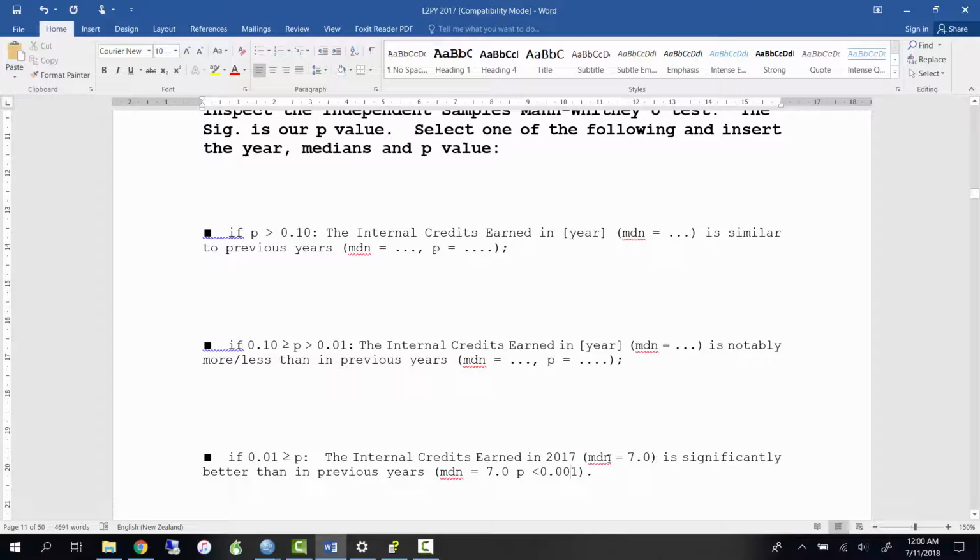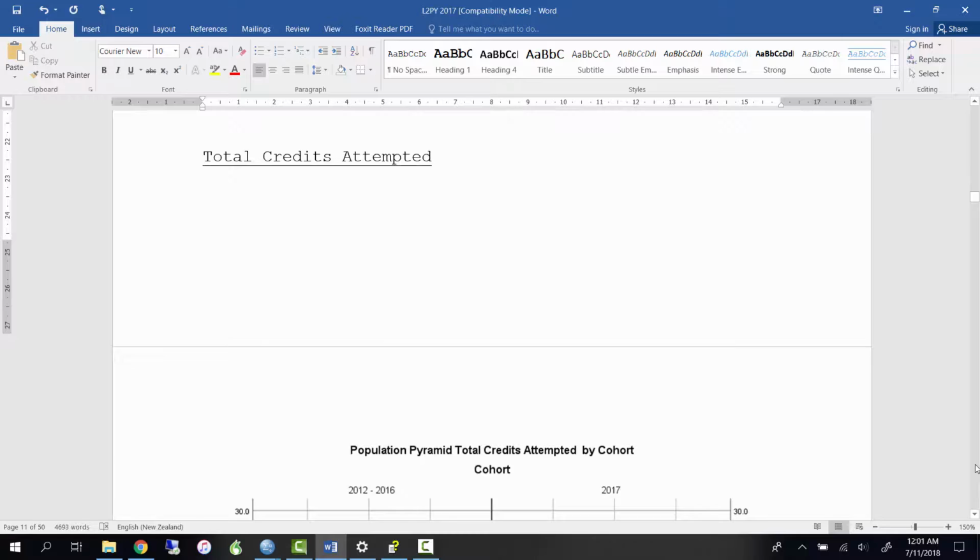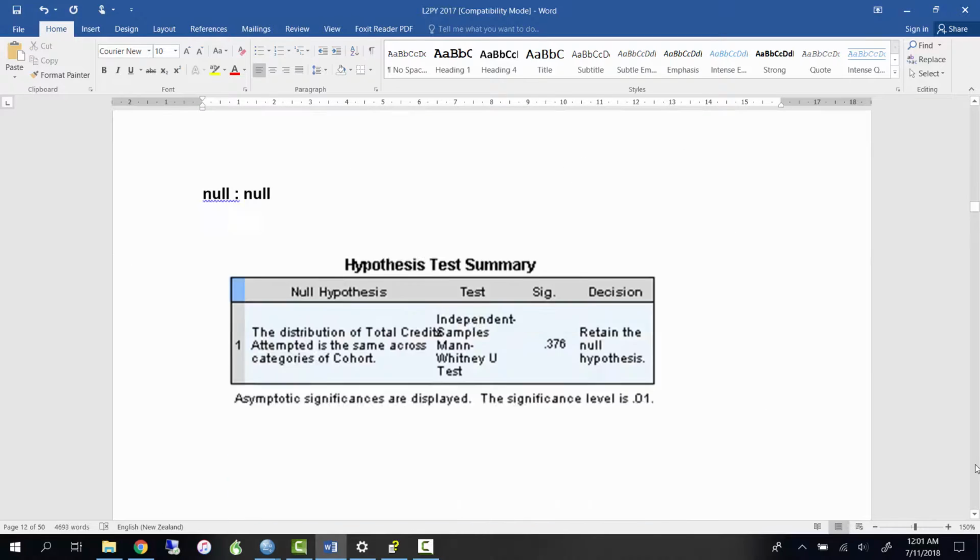So the internal credits earned are, and I suppose my syntax is bad now, significantly better. I could even make the sentence even nicer. The distribution of internal credits earned in 2017 is significantly better. There you go. So scrolling down, so what happened overall?